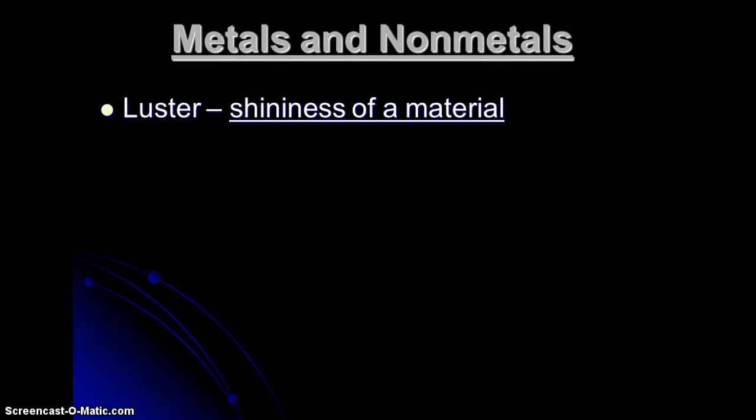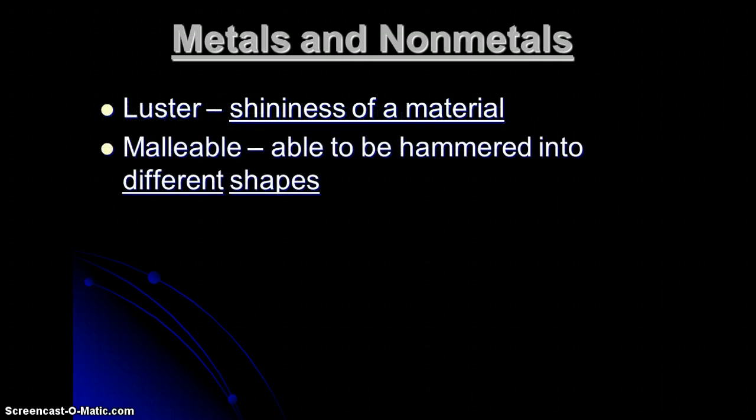Metals and nonmetals, we talked about some properties of metals. Luster was the shininess, and that was a metallic shiny. Malleability was being able to hammer it into shapes like a paper clip or tinfoil.